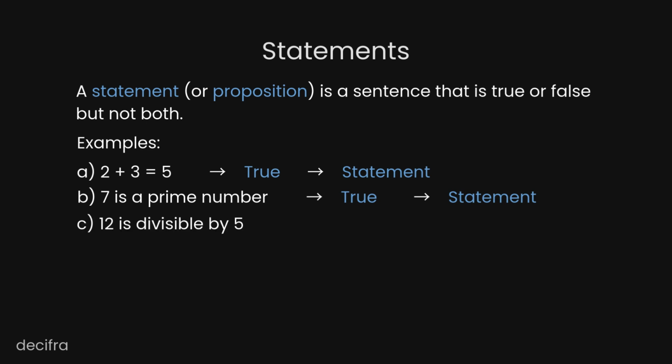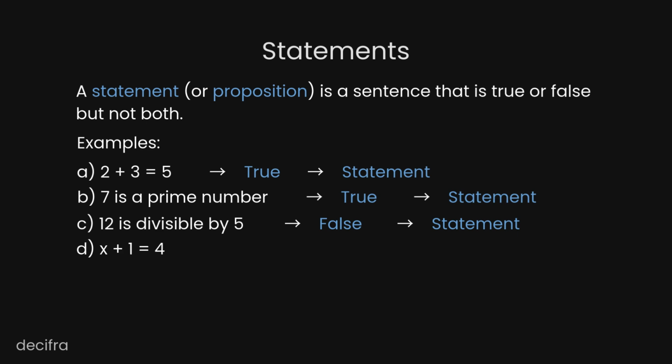The next is 12 is divisible by 5. We know it is a false sentence. But is it a statement? Yes, because any sentence which can be evaluated as either true or false is a statement. It does not say that only true sentences are included.